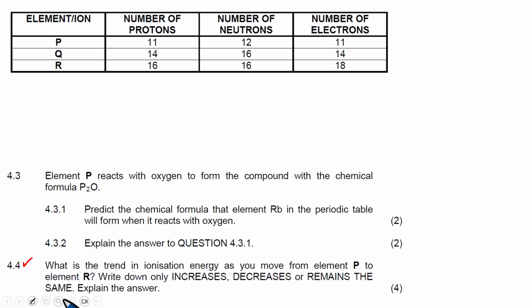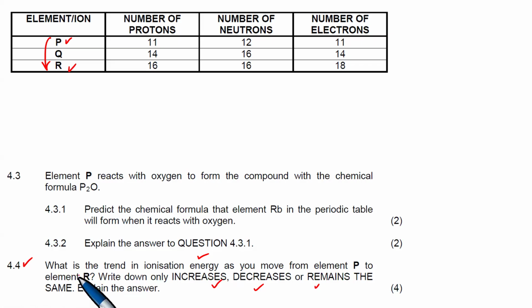Let's look at the next question. Question 4.4. What is the trend in the ionization energy as you move from element P to element R? Write down only increases, decreases, or remains the same. Explain your answer. Now let's look at that one.